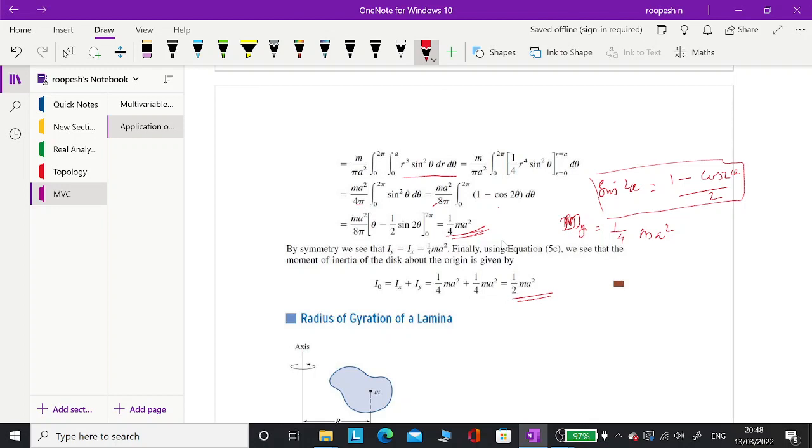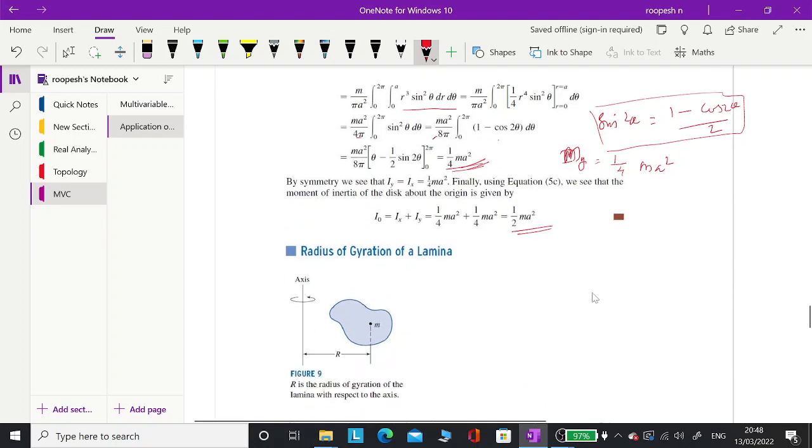Now, the radius of gyration of a lamina. Do you remember from your physics class what radius of gyration is? Radius of gyration means, suppose you have got a body here and here is our axis. Now suppose we are assuming that the center of mass of the body is this. Now if you find the distance from this axis to this center of mass, we get this distance as r. Now this distance is called the radius of gyration of this lamina.